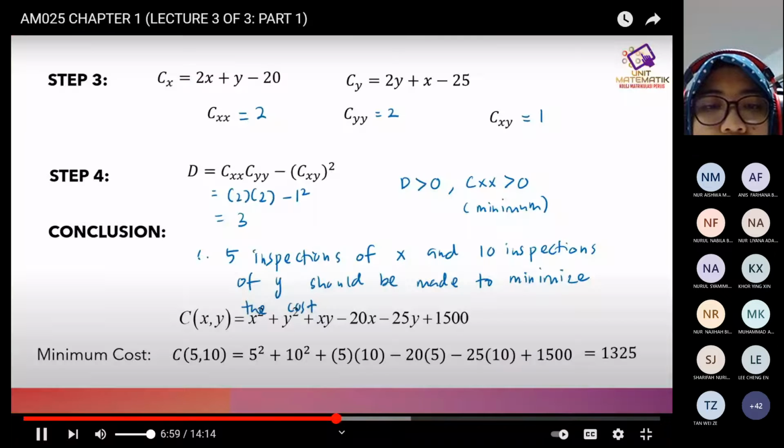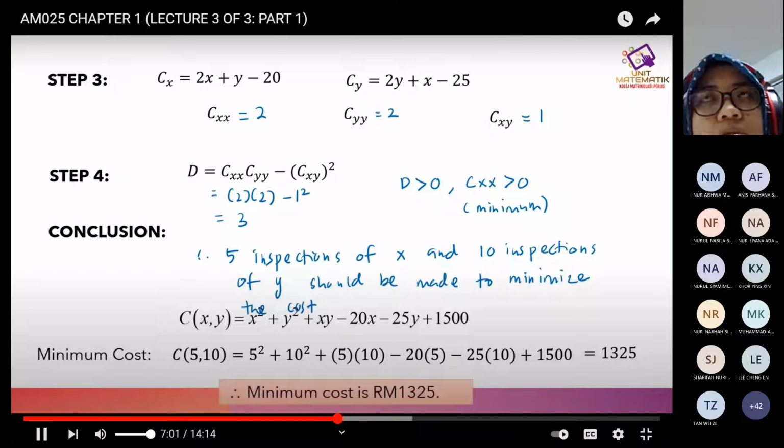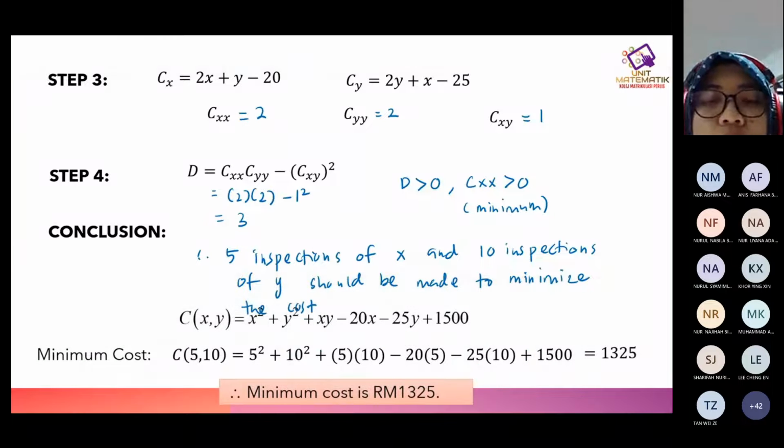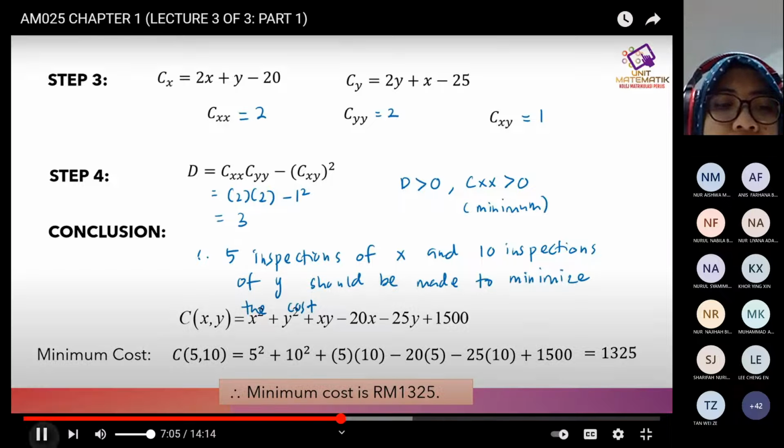Mudah je, tentu je no. So we can conclude that the minimum cost is 1325. Kena follow semua. Buat D test, cari C sub xx times C sub yy. Kalau kamu cari C sub xx, kamu akan dapat single value. You will get single value. When you get single value, you don't have any problem in order to find the D value.